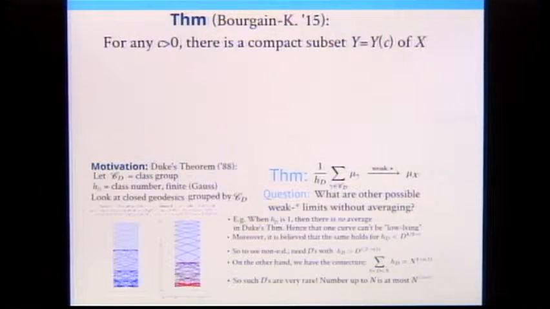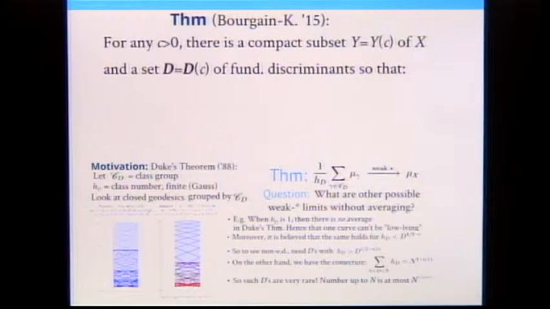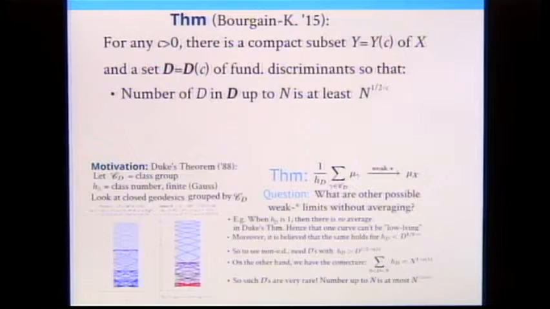You give me your favorite constant, 1 over a million. I'll give you a compact subset of the cusp, which means I'll cut the cusp somewhere. If you give me 1 over a million, I might have to cut it in the stratosphere, but it's some cut of the cusp. So I have a compact subset. And I'll give you a set D of fundamental discriminants, which depend on your 1 over a million, with the following two properties. First of all, the number of discriminants that I'll find up to n is at least n to the half minus 1 over a million. So that's roughly best possible compared to what you could hope to expect.